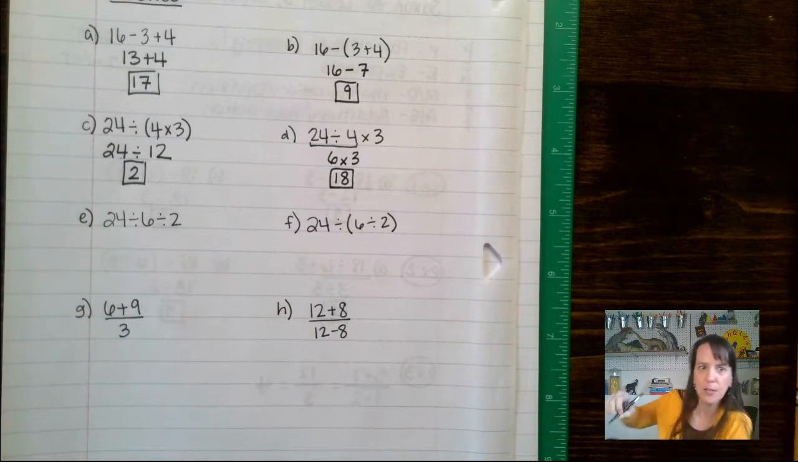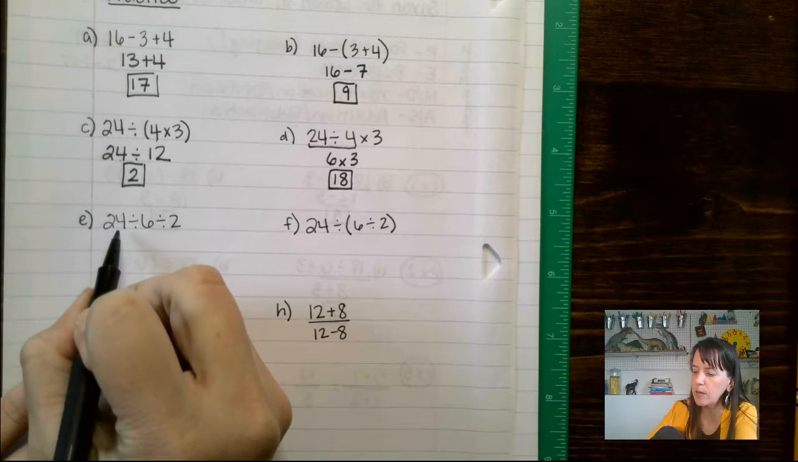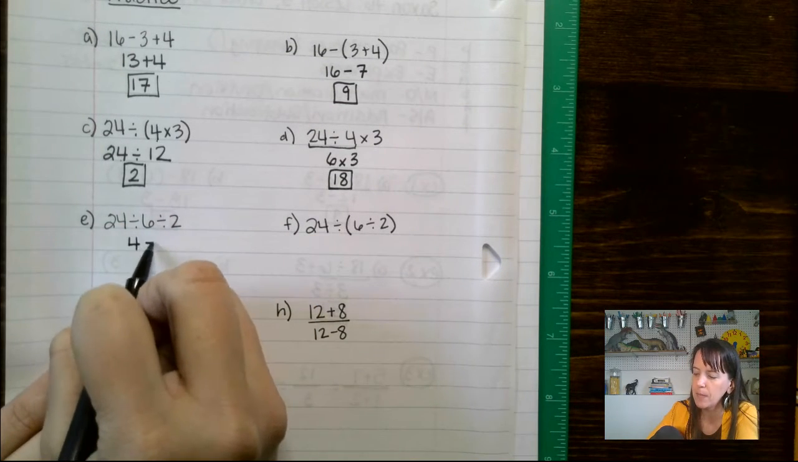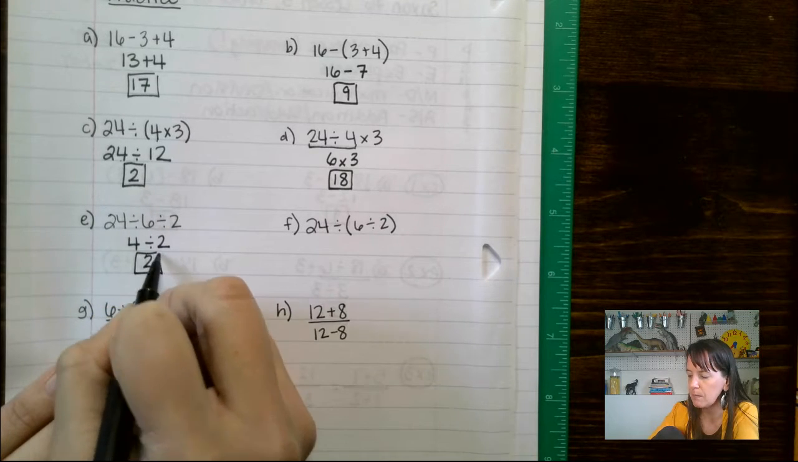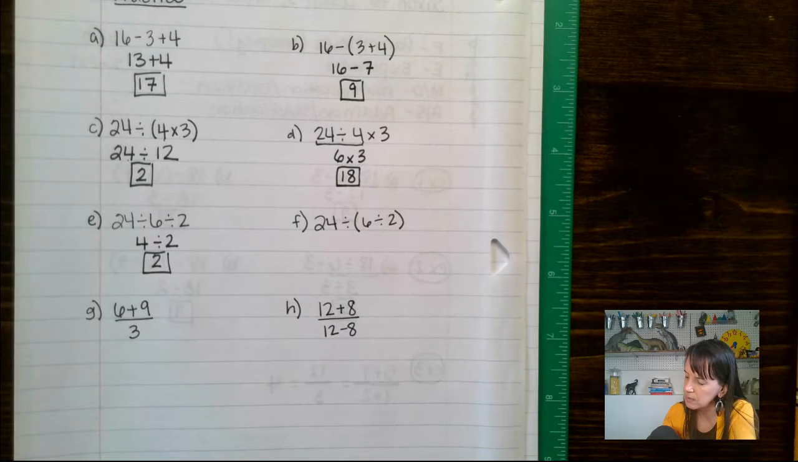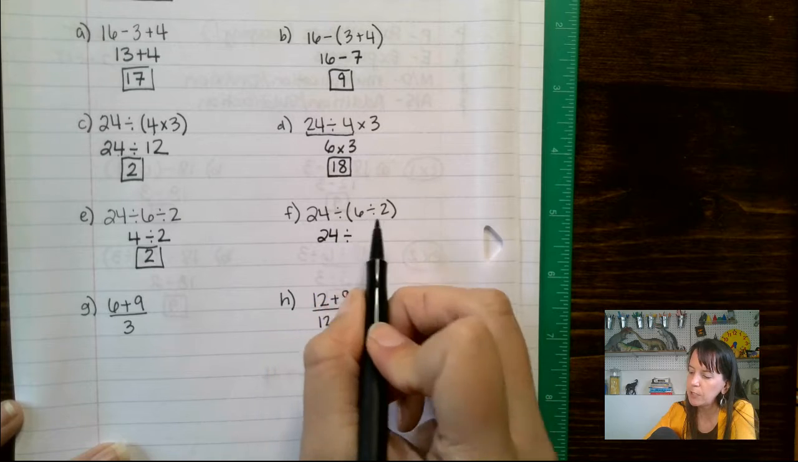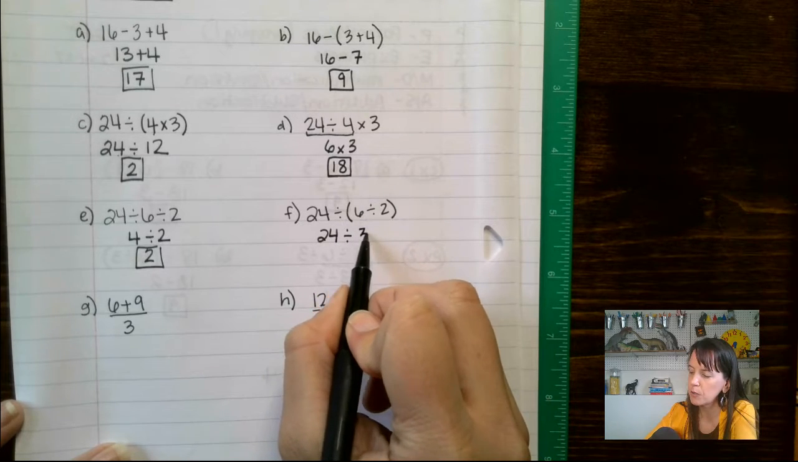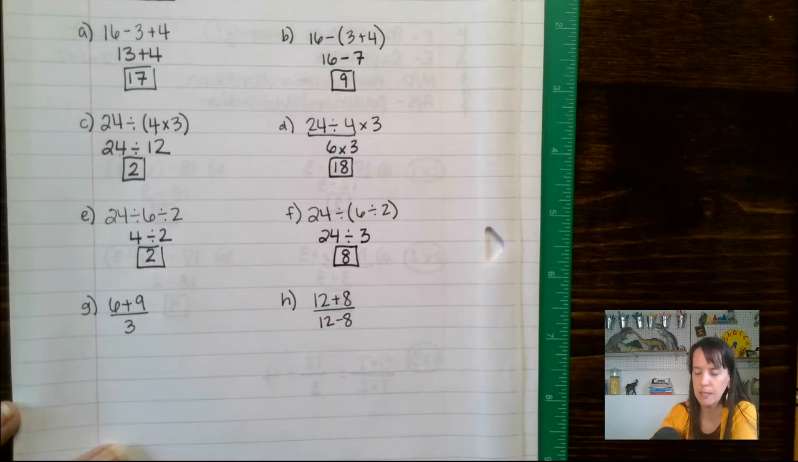All right, guys, for this one, we're going to go straight in order, division. 24 divided by 6, that's going to give me 4. Bring down that 2. 4 divided by 2 gives me 2. I'm just going to double check my answers as we go along because I make mistakes. Now 24 divided by, we're going to do the stuff in the parentheses first, which is 3. That gives me 8. Again, you can see the big difference there.